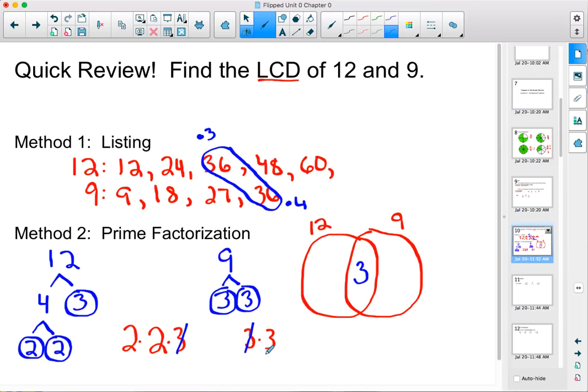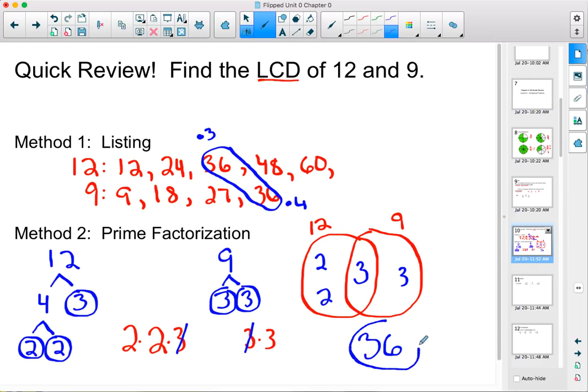Nothing else is shared between my two prime factorizations, so I go to my 12 list, and I put the two 2's on the 12 side, and I go to my 9 list, and I put the extra 3 on the 9 side. Now to find the LCD, we're going to take the numbers inside the diagram, and we're just going to multiply them together. 2 times 2 is 4, times 3 is 12, times 3 is 36.